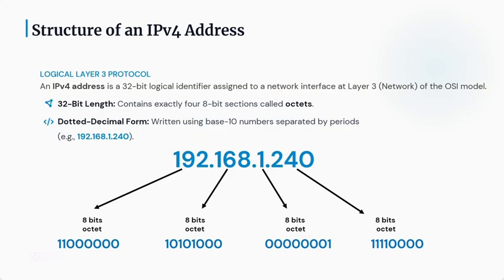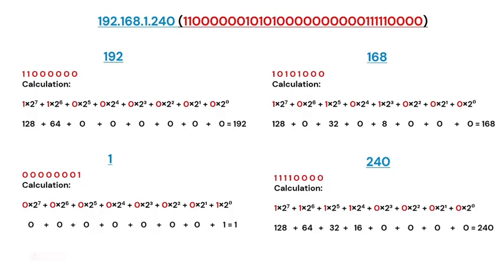But your computer and router read that exact address as a long string of 32 binary bits grouped into 4 distinct octets. Let's see exactly how that 32-bit binary string translates back into 192.168.1.240. For the first octet, 11 followed by 6 zeros combines the place values of 128 and 64 to equal 192. The second octet turns on the 128, 32, and 8 bits to give us 168.